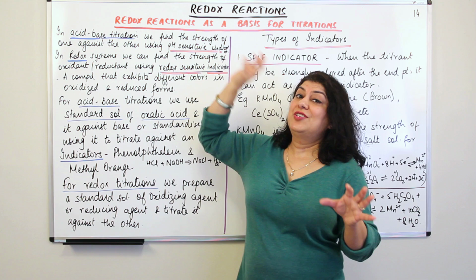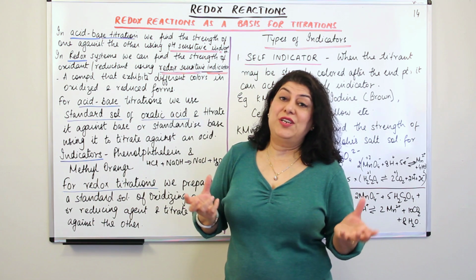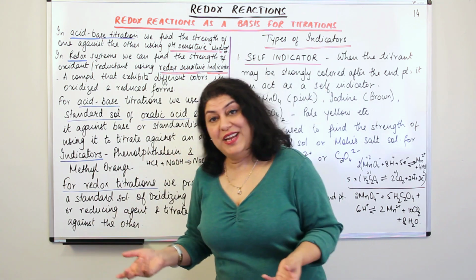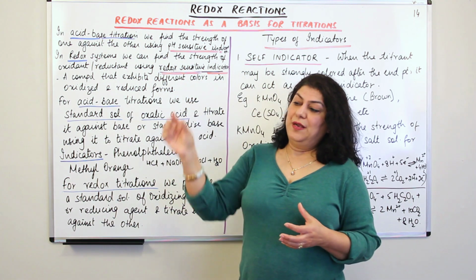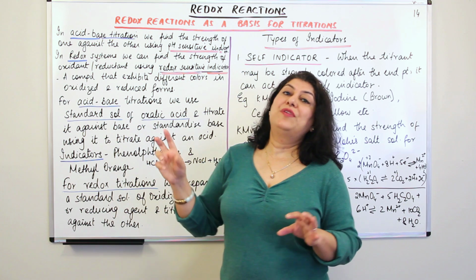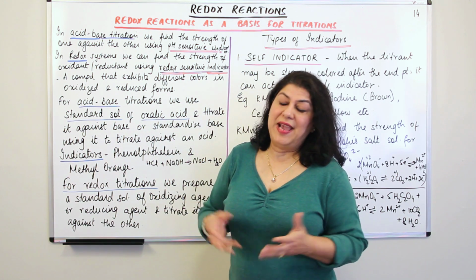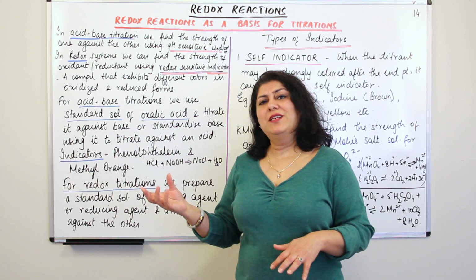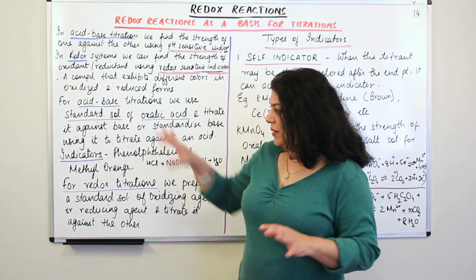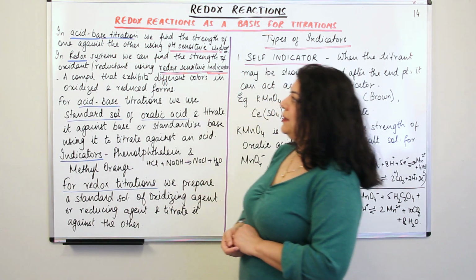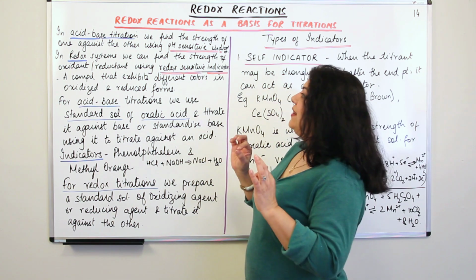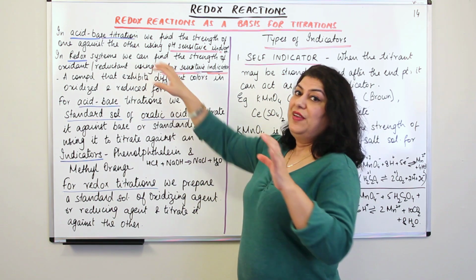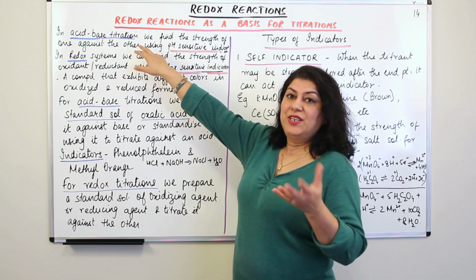These redox reactions can be used for titration, or how with the help of titration we can estimate the strength of one of the components, one of the reactants of a redox reaction. That is the oxidant or the reductant. So let me just read this theoretical part a little. In acid-base titration, we find the strength of one against the other.